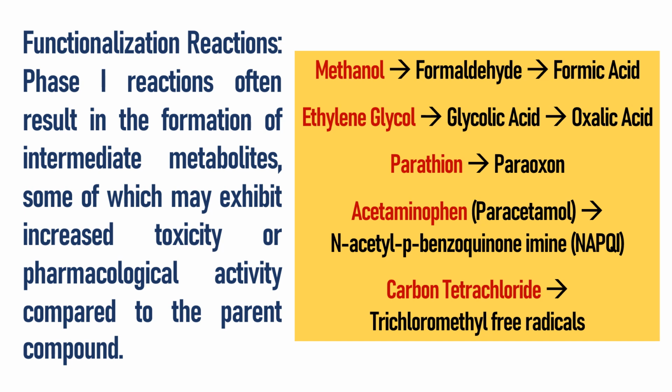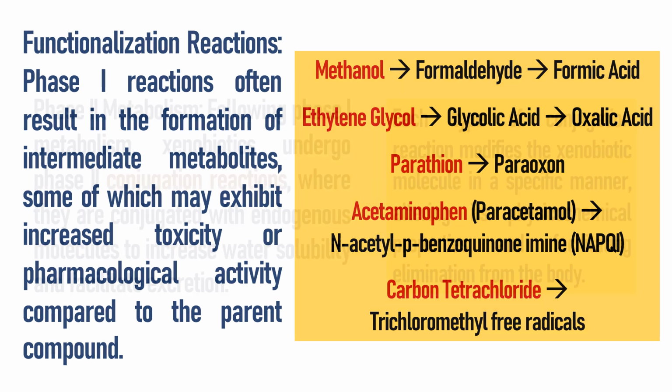Methanol converts to formaldehyde, which converts to toxic formic acid. Ethylene glycol converts to glycolic acid and then to oxalic acid. Parathion converts to paraoxon, which is more toxic. Acetaminophen converts to NAPQI. Carbon tetrachloride converts into trichloromethyl free radicals.